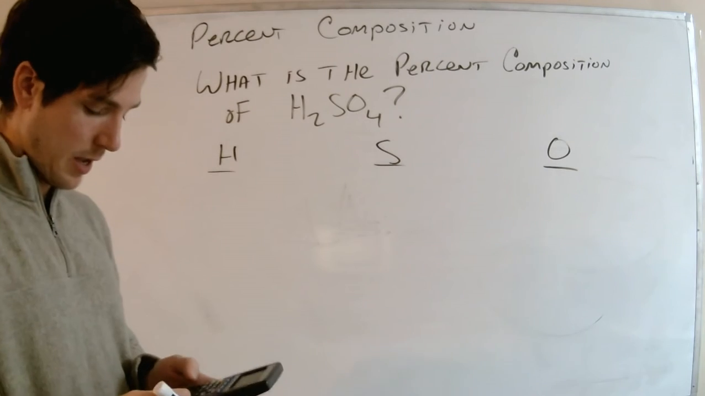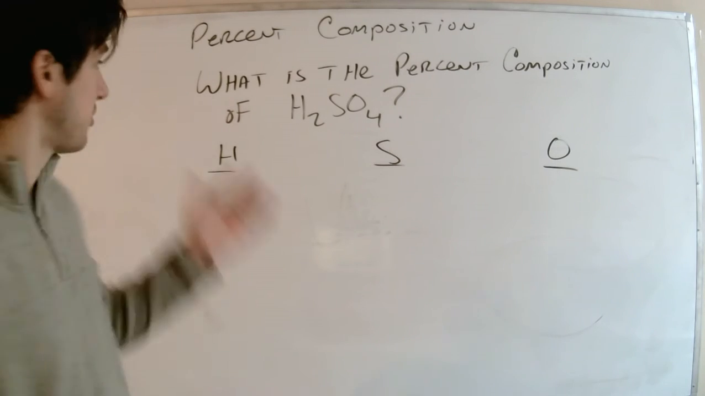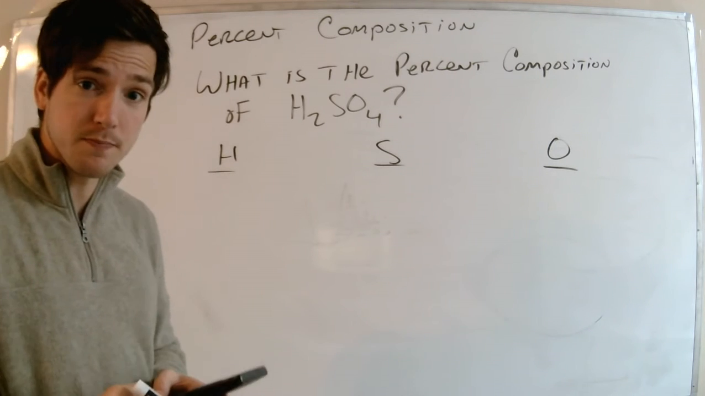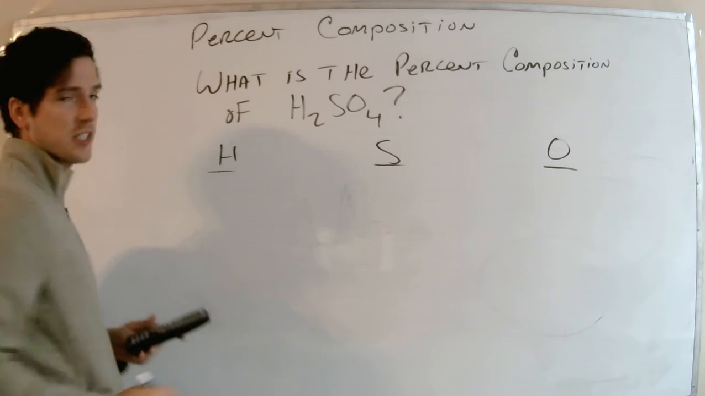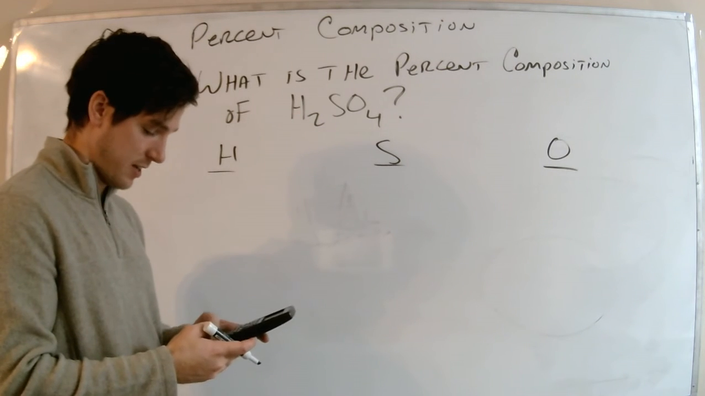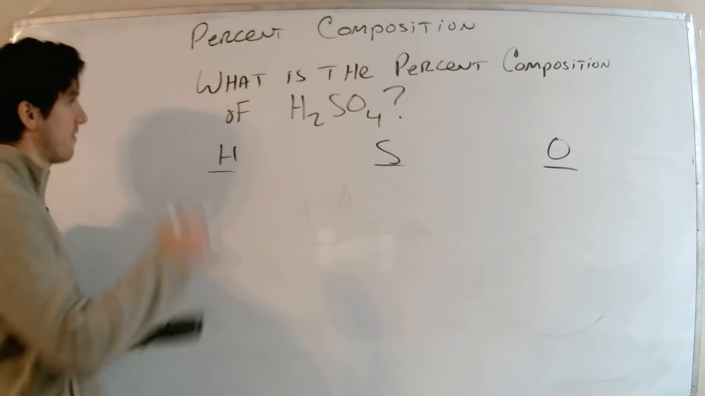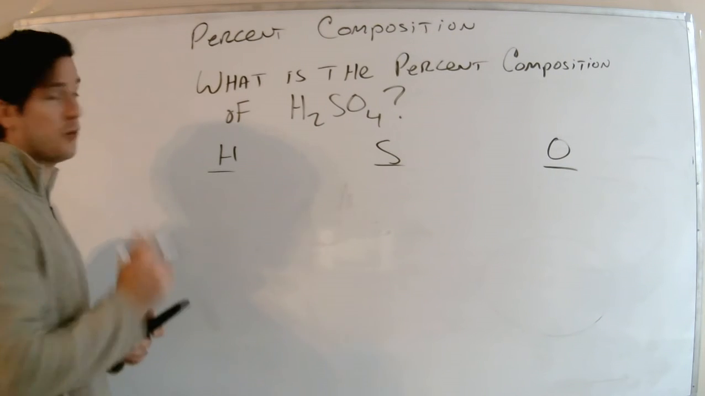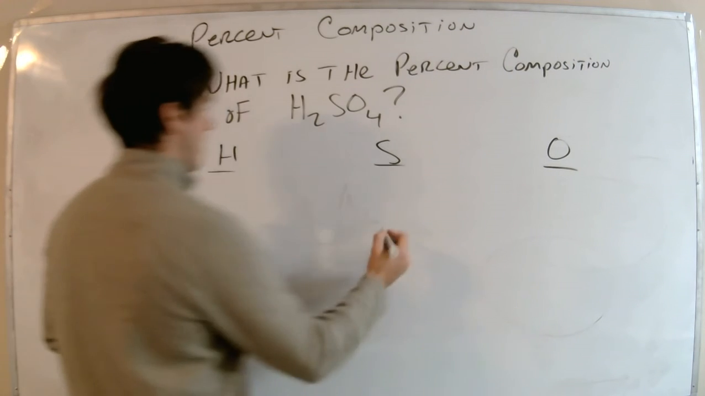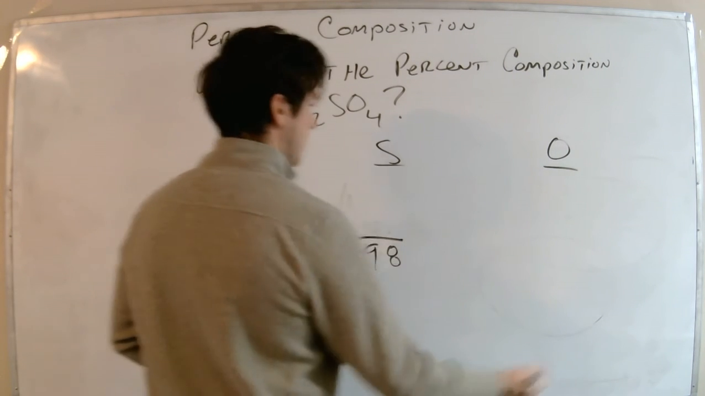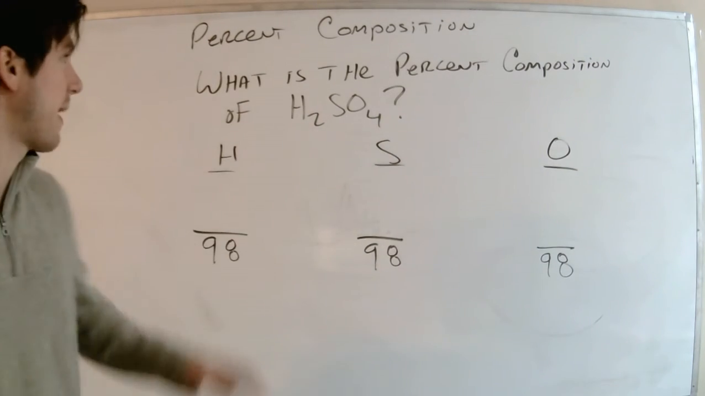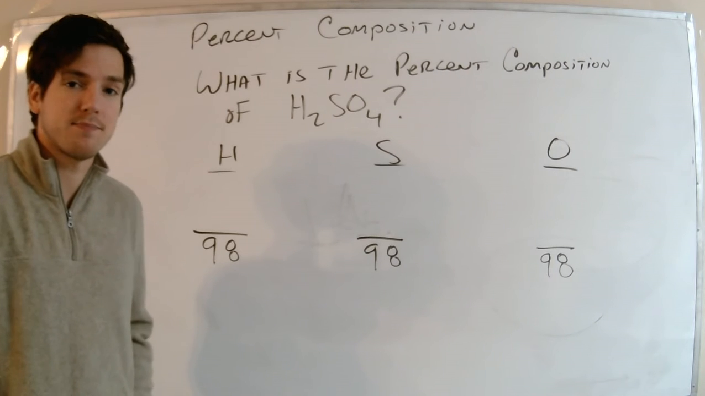Okay? Hydrogen is 2, because I have 2 hydrogens with 1 each. Sulfur has a molar mass of 32. And oxygen has a molar mass of 16, but since I have 4 of them, that'll be 64. So 2 plus 32 plus 64 will give me a total molar mass of 98. That is the molar mass of H2SO4 on the bottom.